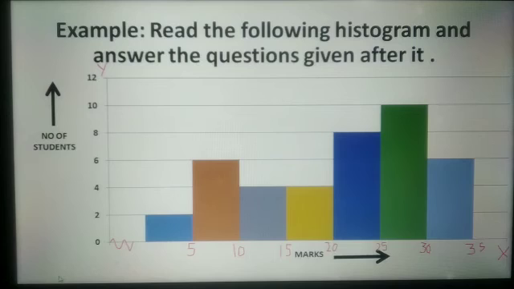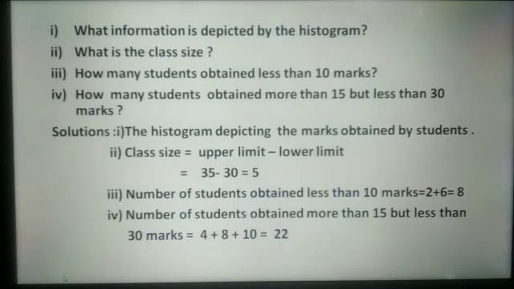Now in this next example, in this histogram we have to answer the given questions after it. On the x-axis marks are given, and on the y-axis the number of students is given. Now the first part: what information is depicted by the histogram? Here the histogram depicts the marks obtained by students.